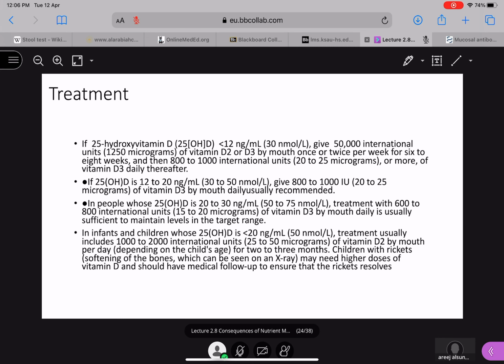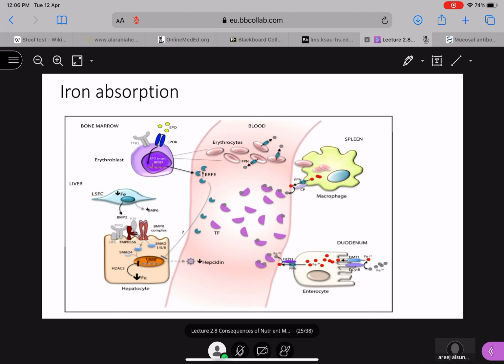How do we treat vitamin D deficiency? It depends on the level. If we have a very low level deficiency, then we give 50,000 international units weekly for 6 to 8 weeks, and then we put the patient on maintenance. If we have a higher level or insufficient level, 30 to 50, then we give 800 to 1,000. In pediatrics, the recommended dose for maintenance is 400 to 800. However, if we have a deficiency, we give 1,000 to 2,000 international units, and then we check the level, and based on the level, we adjust the dose.